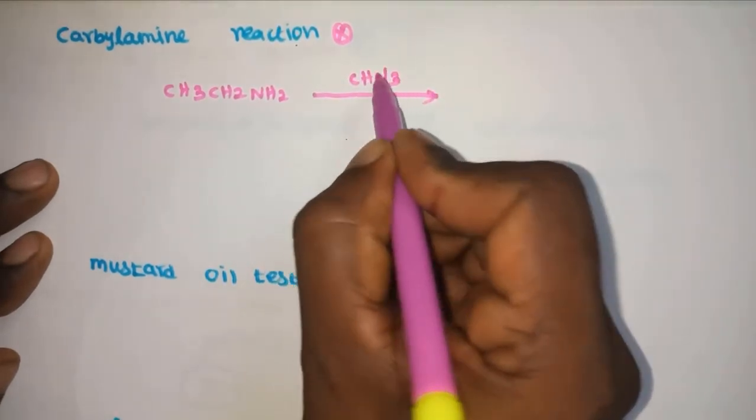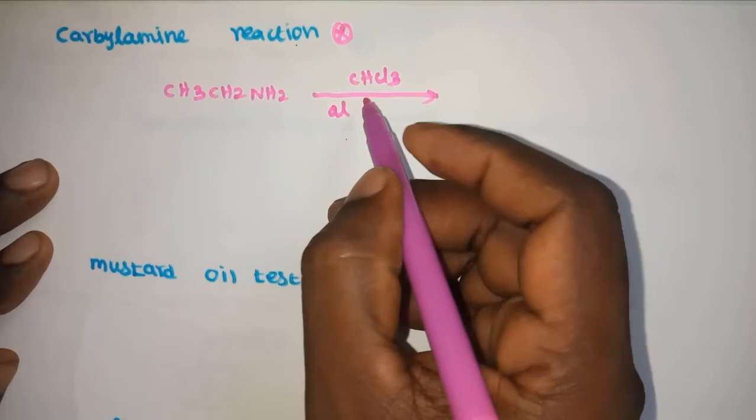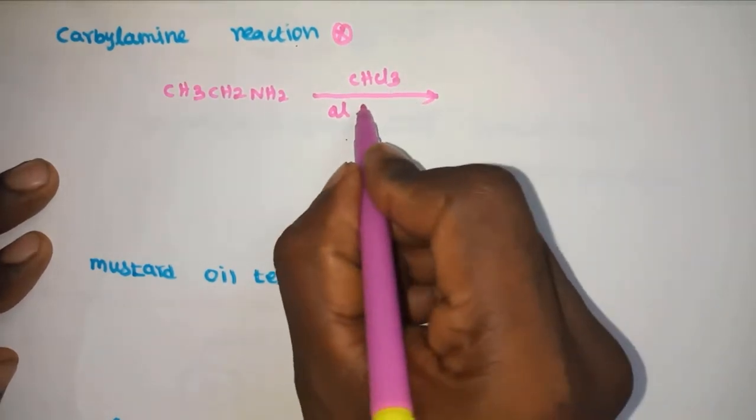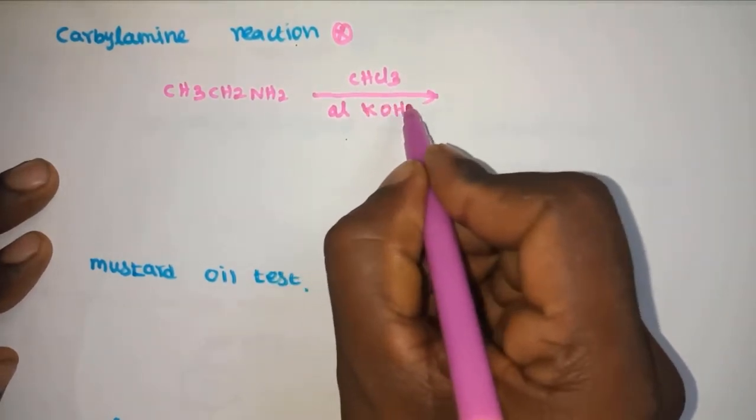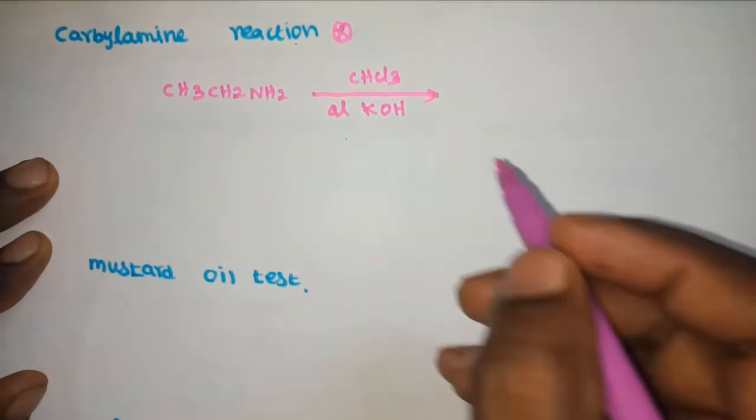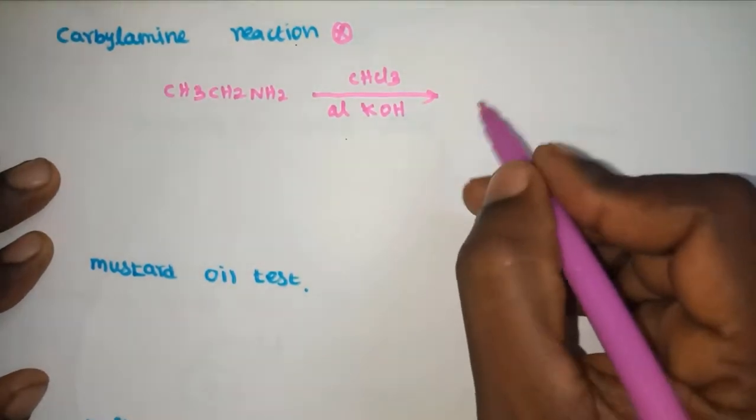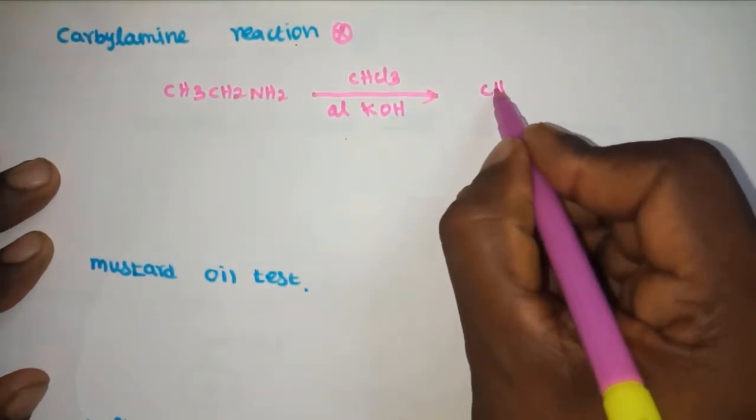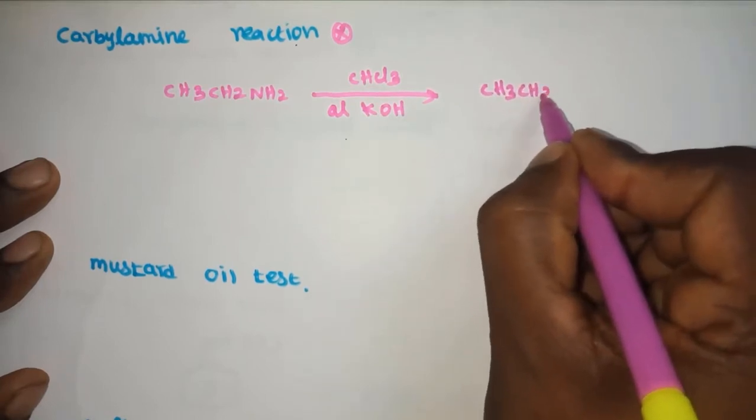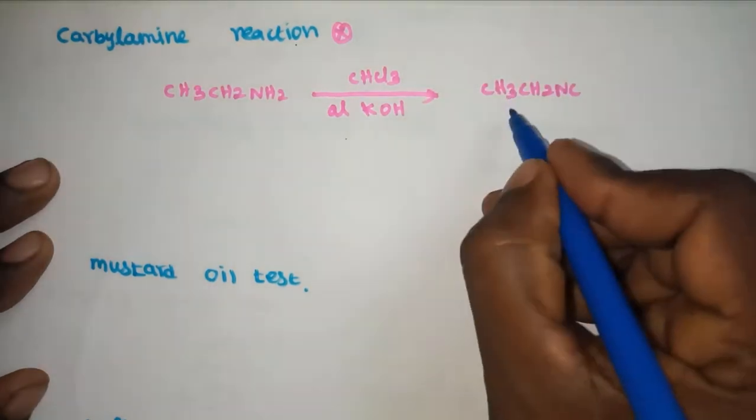CHCl3 is chloroform, and alcoholic potassium hydroxide to form an alkyl isocyanide. This reaction is called the carbylamine reaction. CH3CH2NC. The name of this compound is ethyl isocyanide.